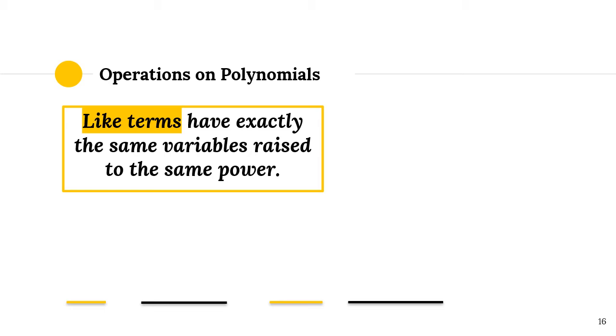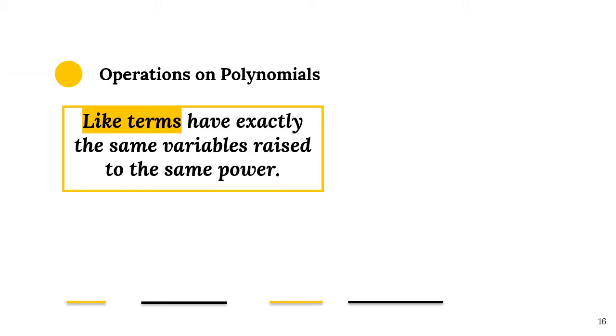So in most operations involving polynomials, it's crucial that we gain the skill in identifying like terms. So what are like terms? Like terms are terms with exactly the same variables raised to the same power.